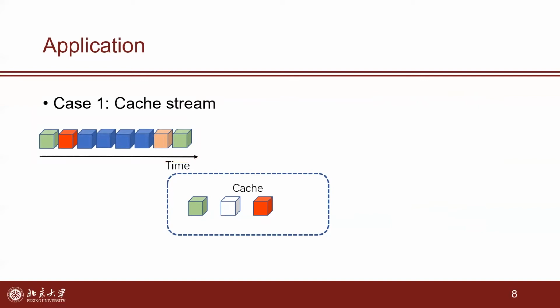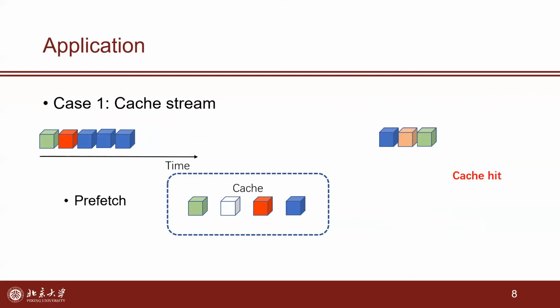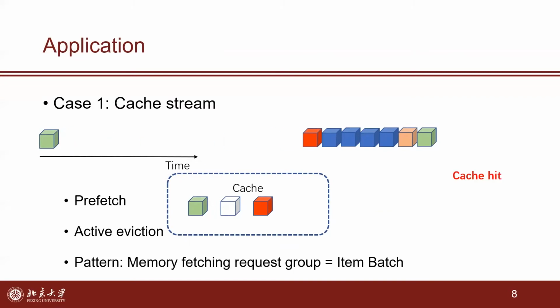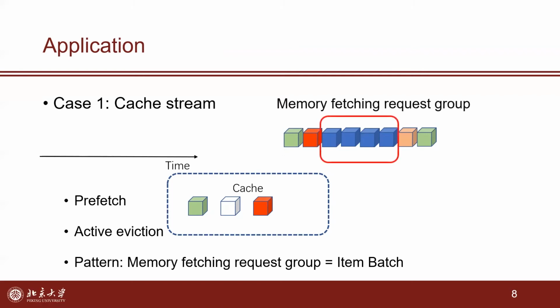We would like to generate as many cache hits as possible. So, before a batch of memory fetching requests with the same key arrives, we would like to prefetch it into the cache and then generate a bunch of cache hits, just like the blue item shows. And when the group of memory fetching requests ends, we would like to evict it from the cache so as to leave space for later items. In this story, each memory fetching request group is an item batch.